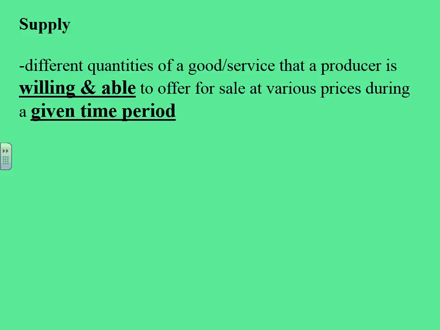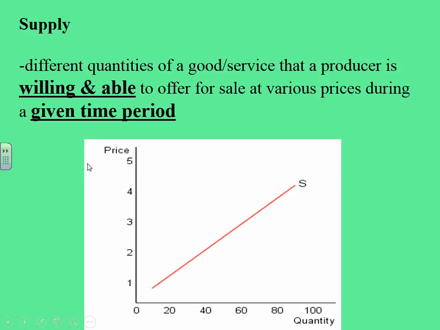It's another conditional definition, and instead of consumers willing and able in a given time period to consume, to buy, this is producers willing and able in a given time period to produce. And this is what the supply curve looks like. It is upward sloping from left to right, whereas demand was downward sloping from left to right.